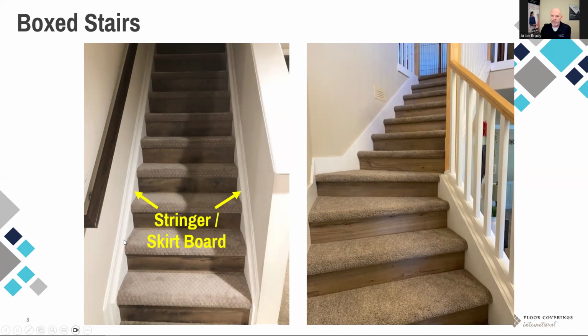In a typical house, in a typical room, you might have baseboards going around the wall. This is essentially like a baseboard for your stairs. But we don't call it a baseboard. It's typically called a stringer or a trim skirt board. Box stairs, like I said, simply means that the staircase is unfinished.